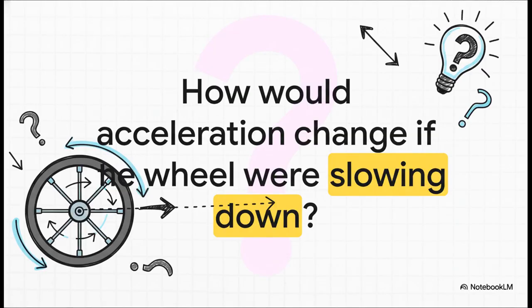And I'll leave you with a little something to chew on. We did this entire problem for a wheel that was speeding up. But what if it was slowing down? What would change? How would that affect the tangential acceleration, and what would that do to the total acceleration?